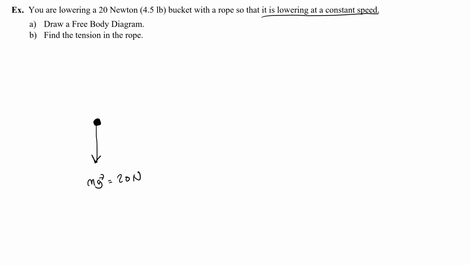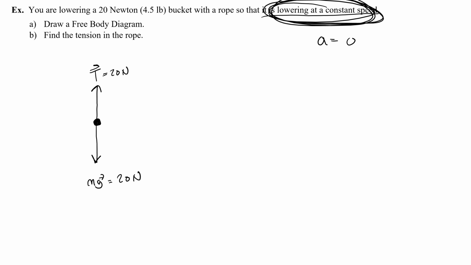I know that tension points up, but I need to think, is tension going to be more than 20, less than 20, or equal to 20? And I know that it's going to be equal to 20. How do I know it's going to be equal to 20? Well, it says that you're lowering at a constant speed. Remember, constant speed or constant velocity means there's no change in the motion, or the acceleration is 0. And therefore, the net force is 0, because mass times acceleration is 0, that gives you 0.